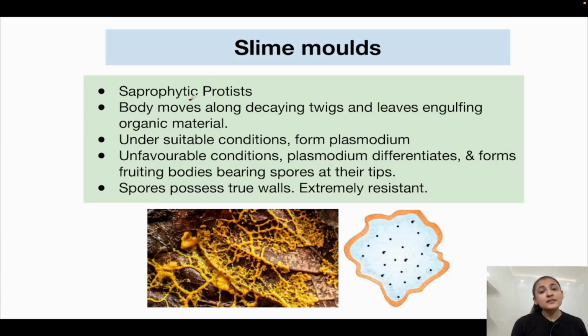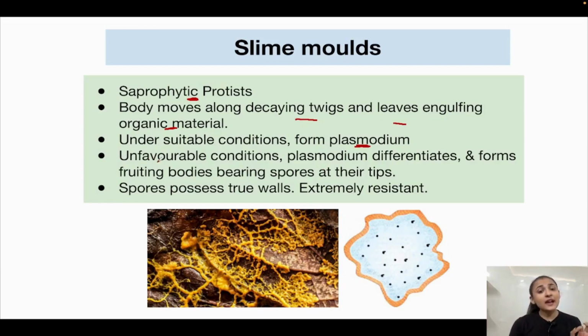Slime molds are saprophytic protists. They obtain their nutrition from dead and decaying organic matter. Their body moves along the decaying twigs and leaves, engulfing the organic material. Decaying twigs or leaves, जो dead organic matter है, उसमें से उसको engulf करके, उसको decompose करके अपना nutrition obtain करते हैं. Under suitable conditions, they form plasmodium.